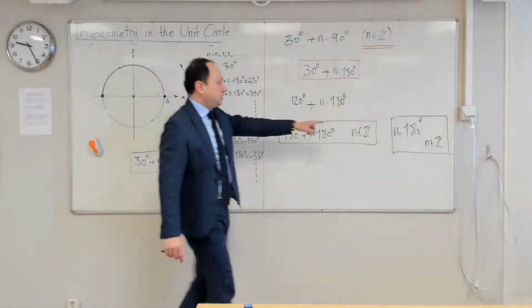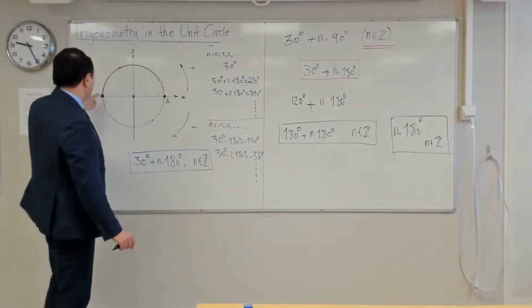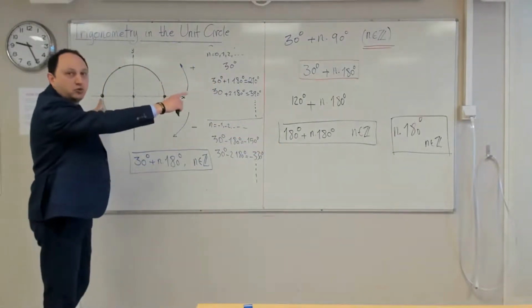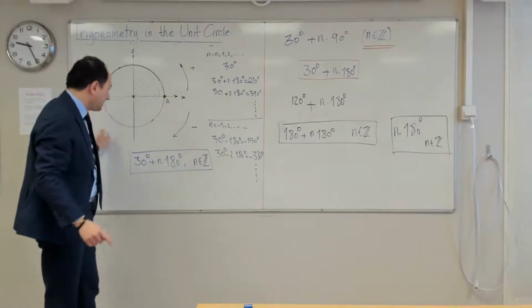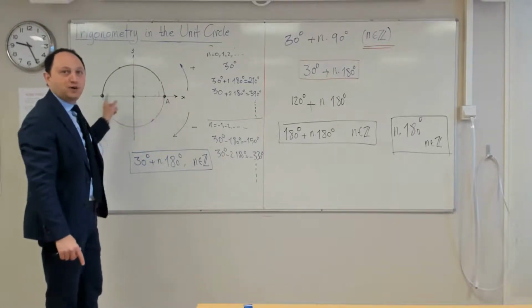But when I put n equal to 1, I get 180. You see, I immediately jump to this point. And if I increase it one more, it is 2 times 180. I suddenly jump here. And if I do it in the opposite direction, I will end up with the same points.